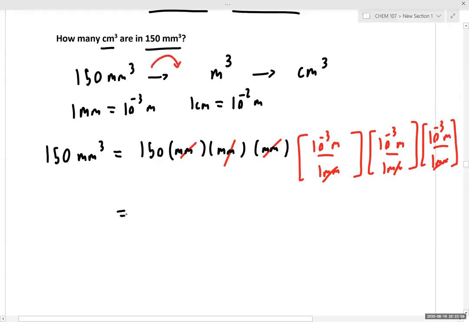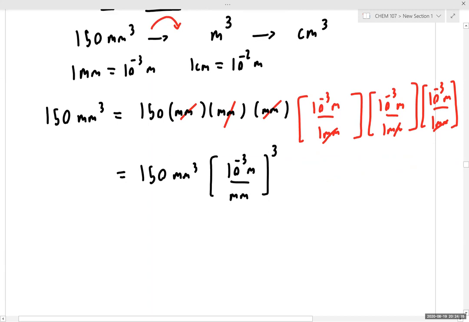Another way of thinking about this is we can have 150 millimeters cubed, and then we're multiplying by our conversion factor of 10 to the negative third meter per millimeter, except we're cubing our conversion factor. In both cases, we get the final answer after our first step of 150 times 10 to the negative ninth meter cubed, which is equivalent to 1.50 times 10 to the negative seventh meter cubed.